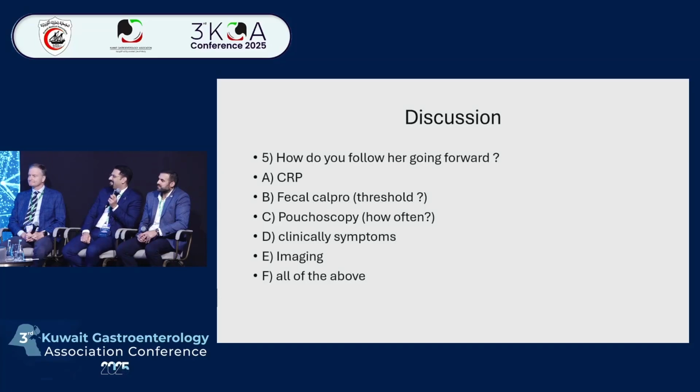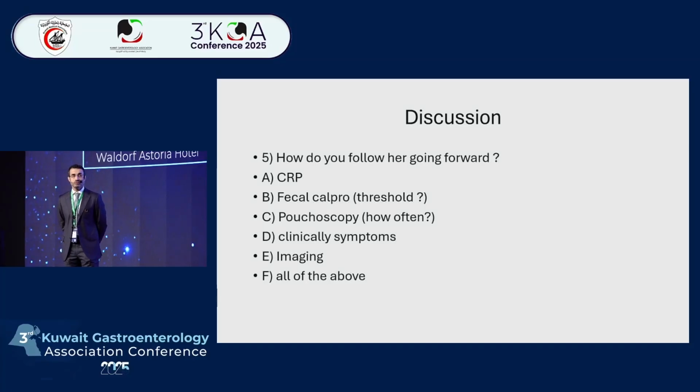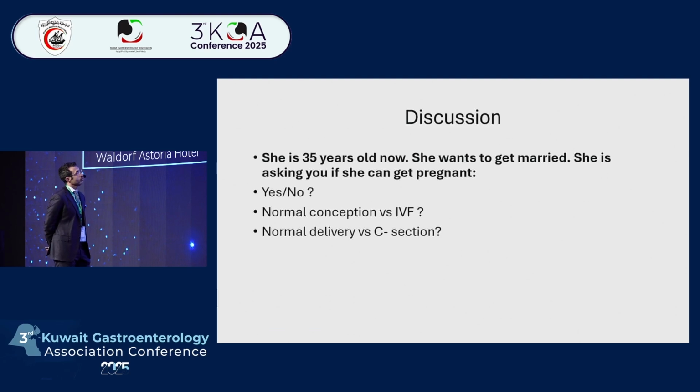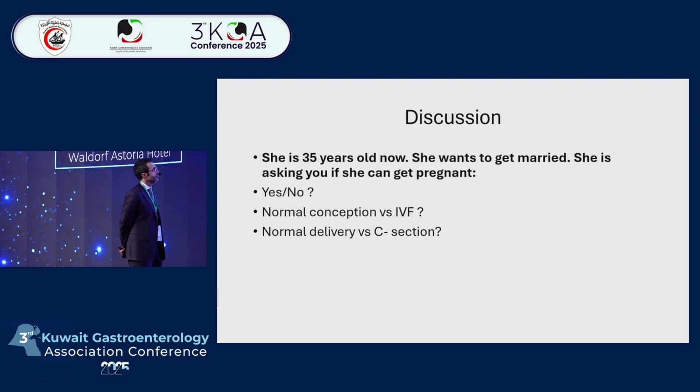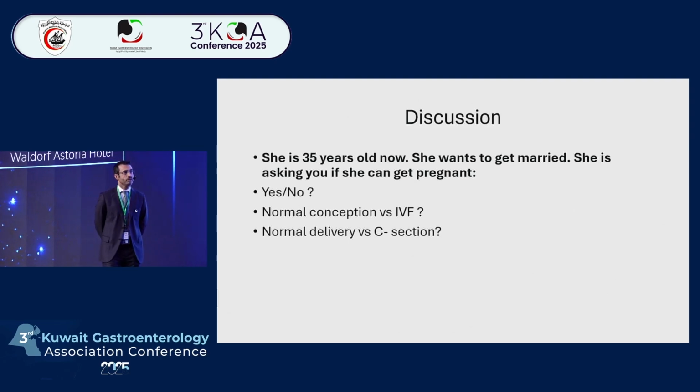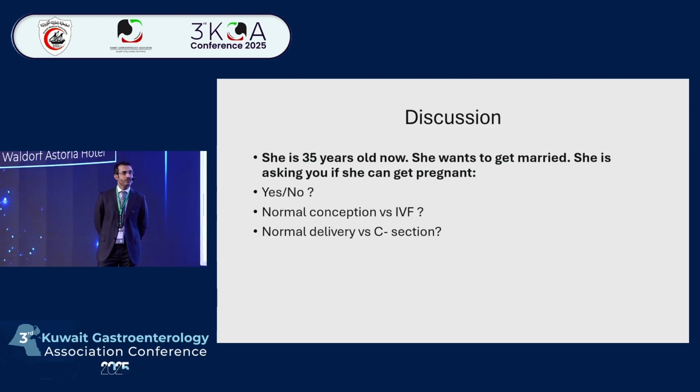Okay. So now she's doing well, she's fine, but here is the difficult question. She comes back to you in clinic, she wants to get married now and she's asking if she can get pregnant. So the first question, yes or no? And if no, what type of pregnancy would you recommend? Would you recommend normal delivery or C-section? Can she get pregnant or not? And this is a difficult question too.